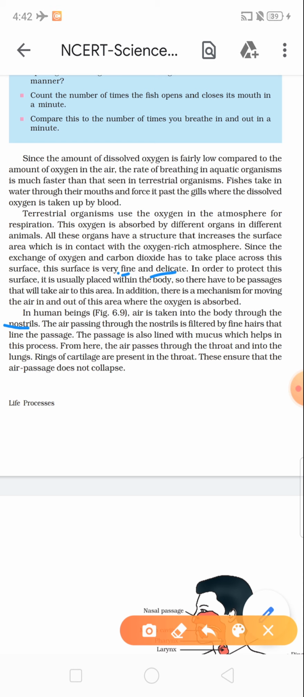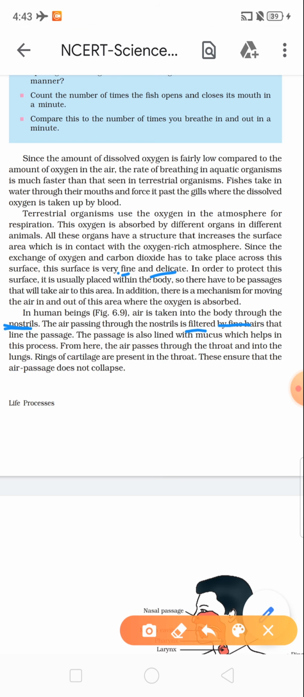The air passing through the nostril is filtered by fine hair that lines the passage. The passage is also lined with mucus which helps in this process. So the nostrils, the nose part, have two main important things, students. One is the fine hair which you see. What is this fine hair doing? This fine hair acts as a filter. Yes, students, very important point. The hair which you see in your nose acts as a filter, and what will it filter? It will filter the dust.